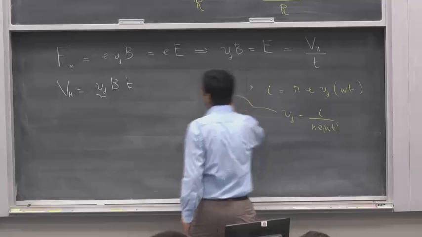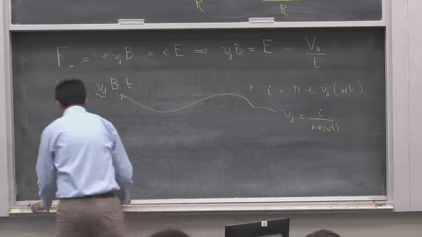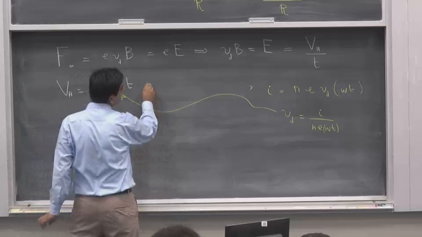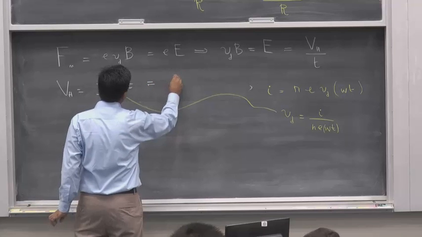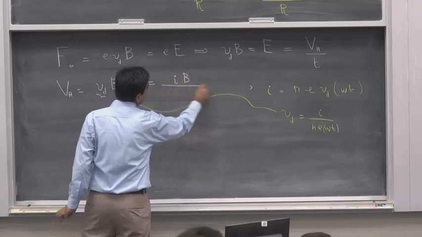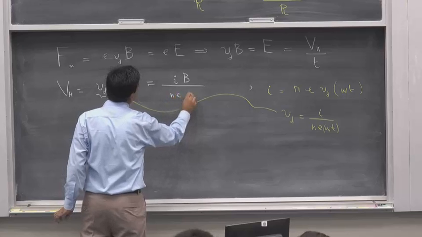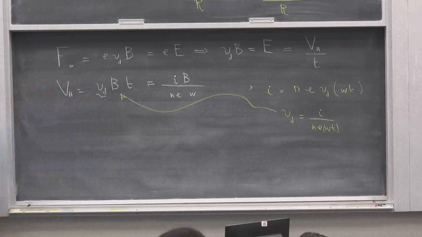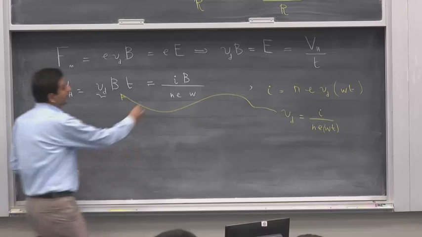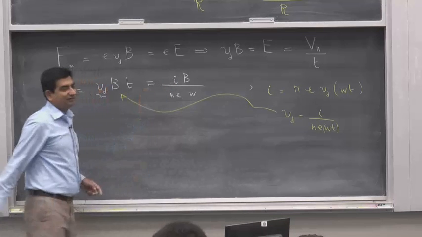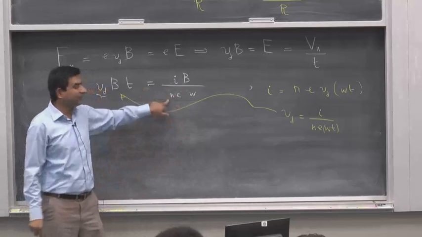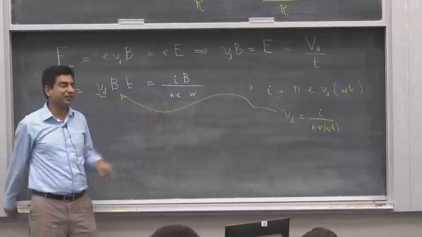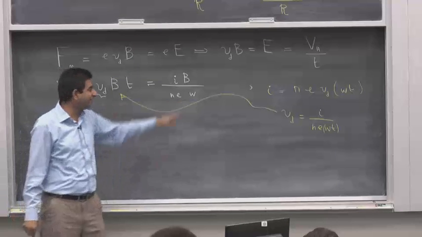Now I insert this in here and I obtain VH equals I B over n e W. This is the Hall voltage. The Hall voltage depends upon the current, the magnetic field, and is inversely dependent on the charge carrier concentration, the charge on a single charge carrier, and the width of the sample.